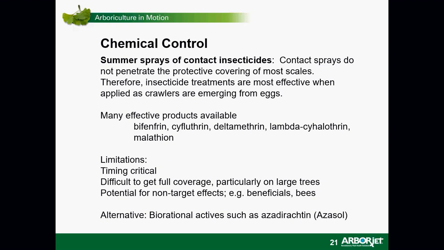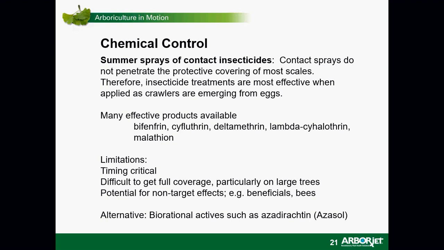I've listed several different active ingredients that are labeled for scale control, including bifenthrin, cyfluthrin, deltamethrin, lambda-cyhalothrin, and malathion. There are some limitations for use of these contact insecticides, such as I alluded to, timing is critical. You have to target the crawler stage, and knowing when those crawlers are present may be difficult. Getting full coverage of the insecticide on large trees can be difficult. And as I mentioned before, we need to be careful about beneficials that might be parasitic or predators of scales. Applying these contact poisons can significantly reduce beneficial populations.